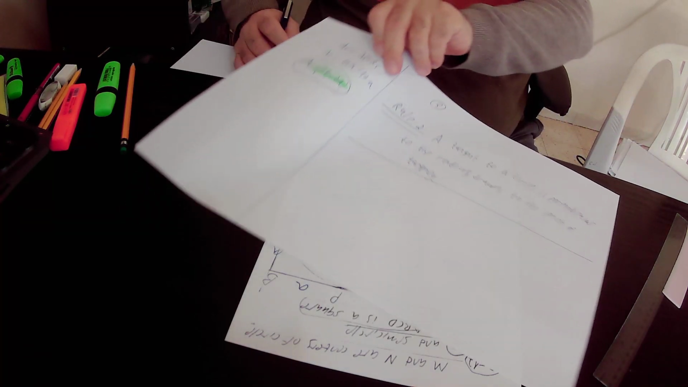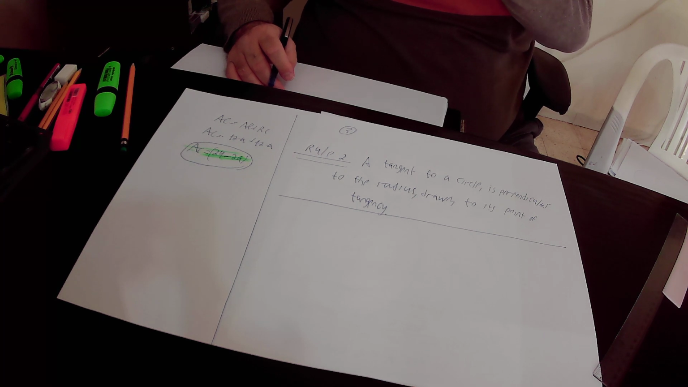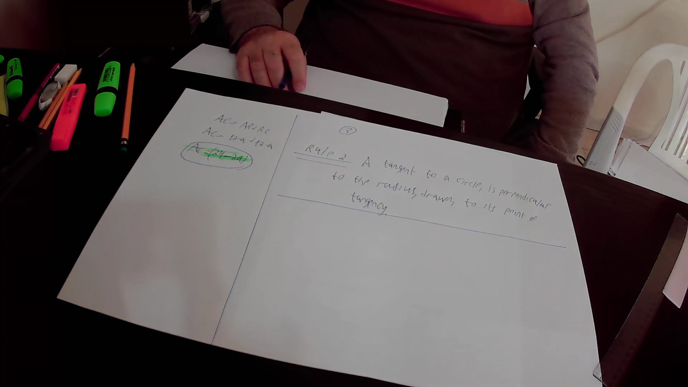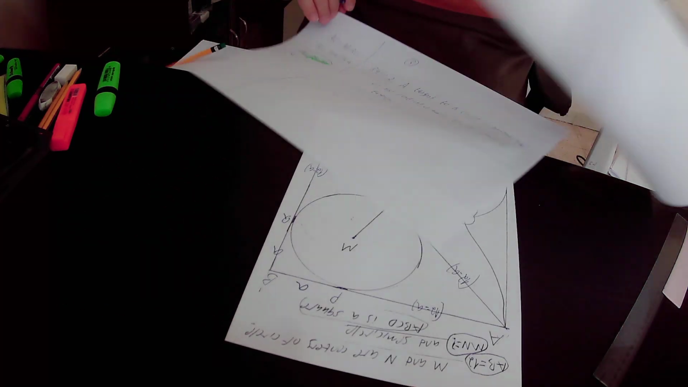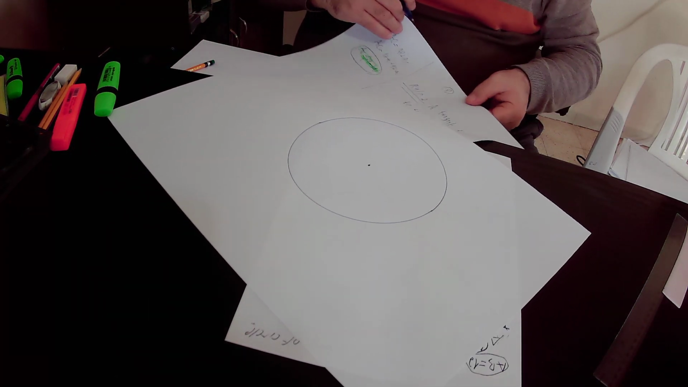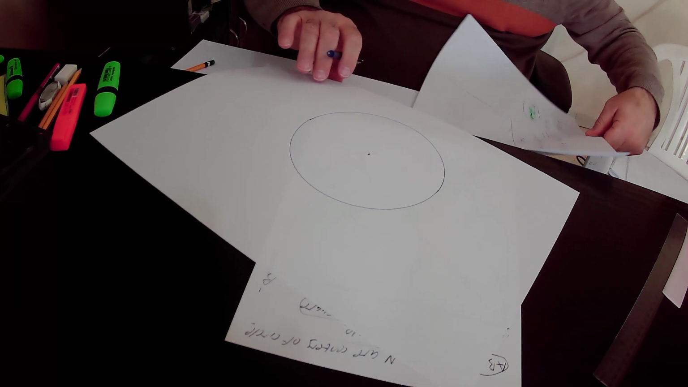I will read rule number 2 again. According to rule number 2, a tangent to a circle is perpendicular to the radius drawn to its point of tendency. So what is the meaning of rule number 2?